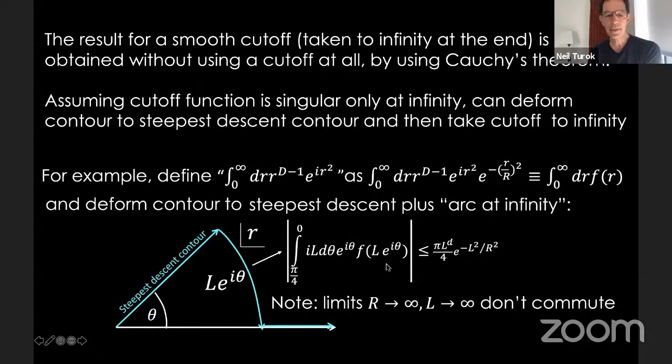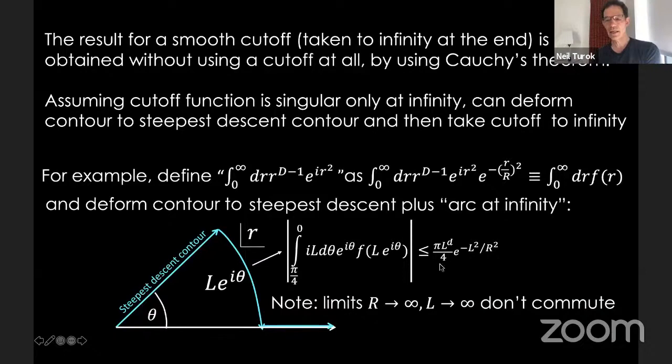You can show that the arc at infinity, just by plugging L equals L e^(i theta) into this formula, you can bound this integral at infinity, you can bound it by this quantity. Now you see what happens. If R is finite and L goes to infinity, I get zero. However, if I took R equals infinity first, this integral would be divergent in L. So the order of limits don't commute.